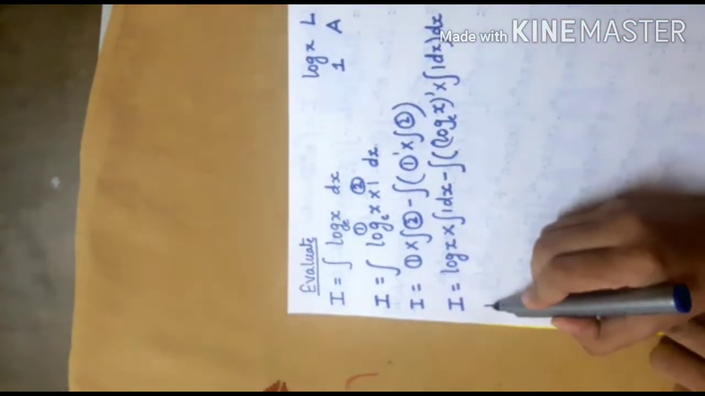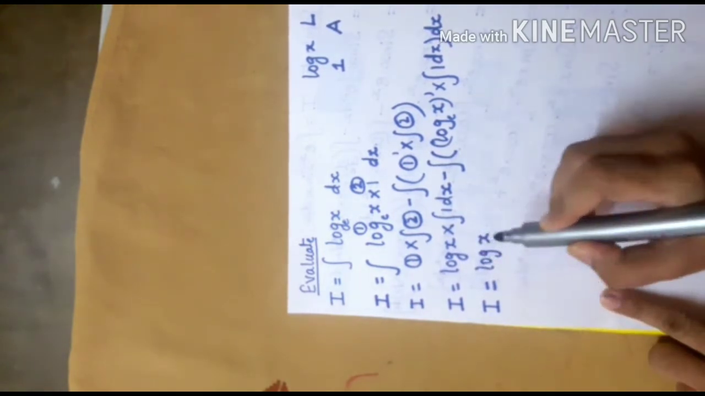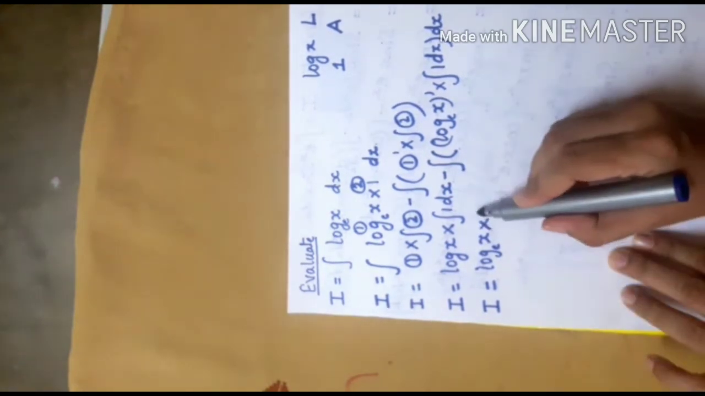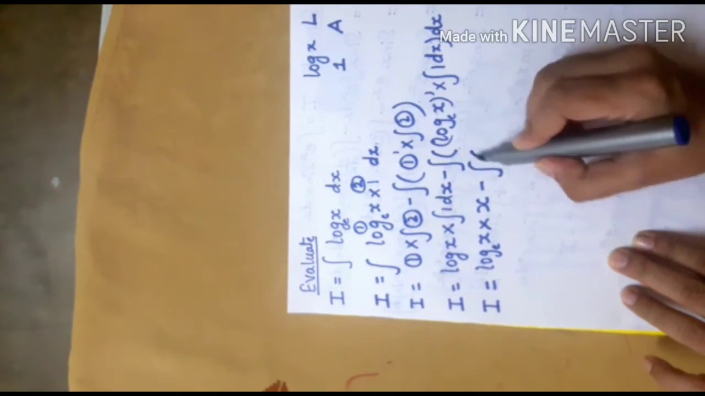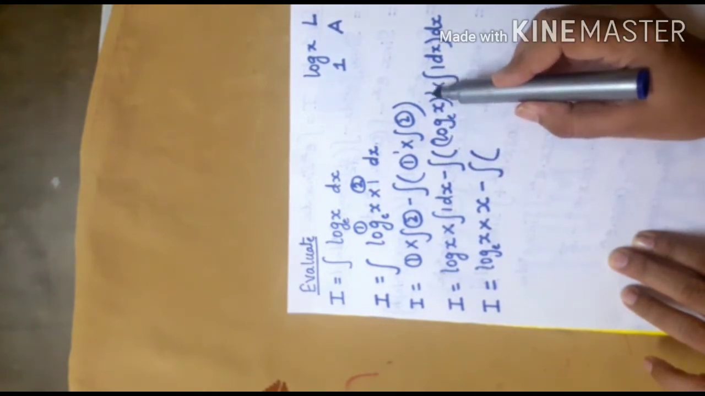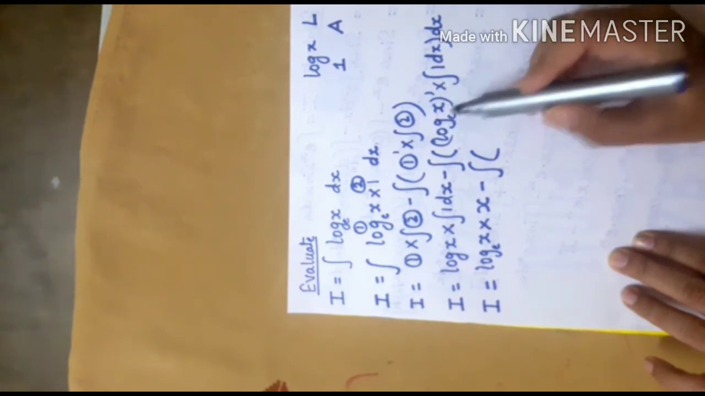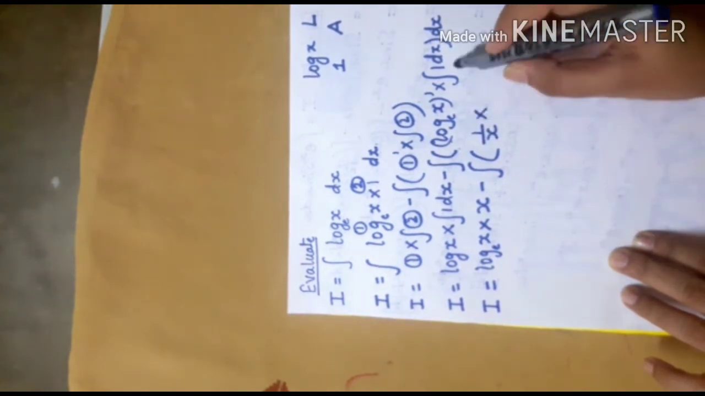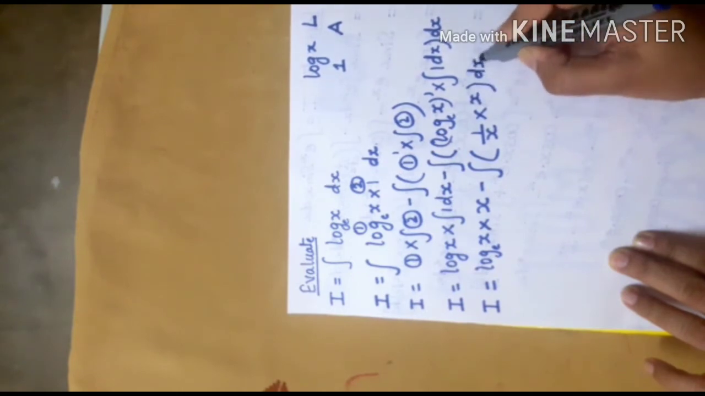Now let's evaluate. So I will be equal to log x, this you know is the natural log, into integral of 1 dx will be x, minus integral derivative of log x. Yes, here dash means derivative of log x, right? So it will be 1 by x into integral of 1 dx, which is x, right?